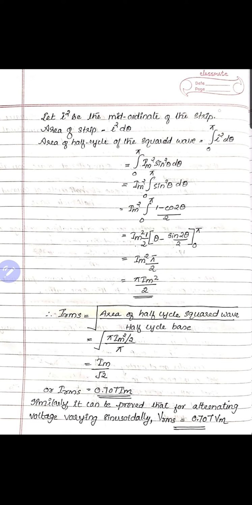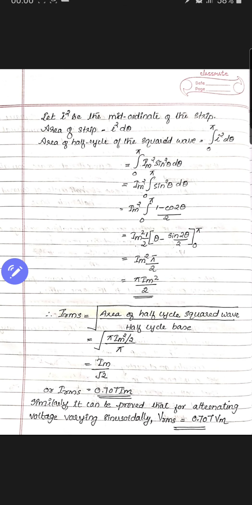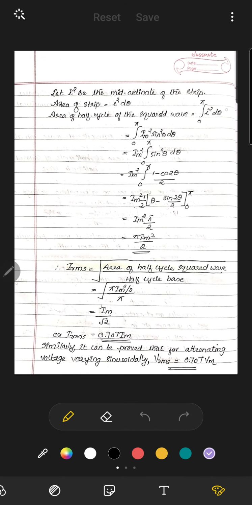That is shown here. Then putting I is equal to Im sin theta, it will be Im square sin square theta d theta. Im square is a constant, so it is taken outside. Then there is sin square theta d theta. Sin square theta is written as (1 minus cos 2 theta) divided by 2. By integrating, you will get theta minus sin 2 theta by 2. Applying the limits pi to 0 for theta, you will get Im square pi by 2, or pi Im square by 2.